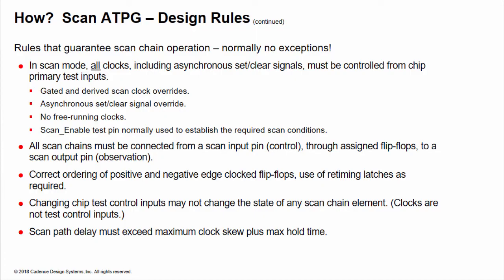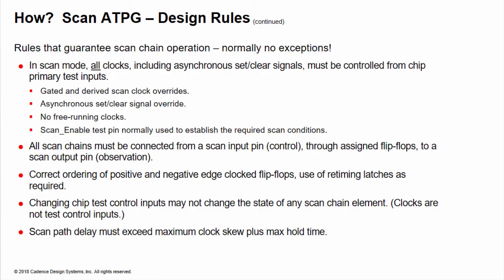This is why asynchronous set and clear signals cannot just be de-gated by scan enable. Finally, for Mux-Scan type designs, the delay from scan element to scan element in a chain must exceed the sum of the worst case clock skew plus the scan element hold time. This ensures that the data will propagate properly through the scan chains. Where this cannot be guaranteed, retiming latches are added to the scan paths to provide controlled timing.